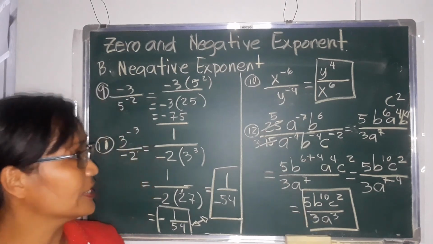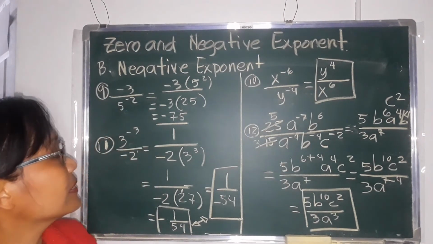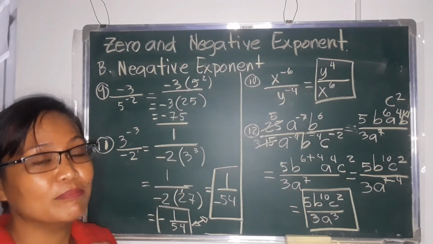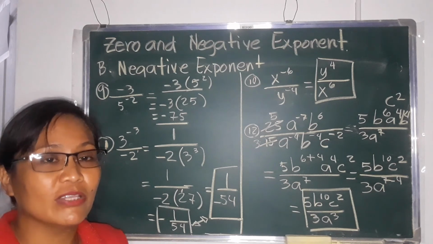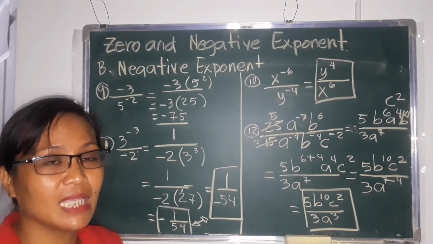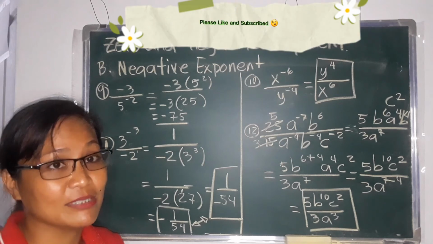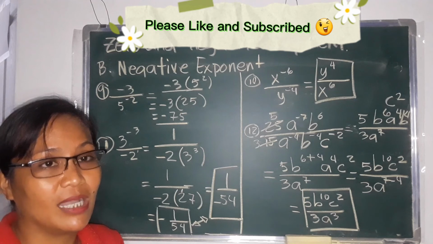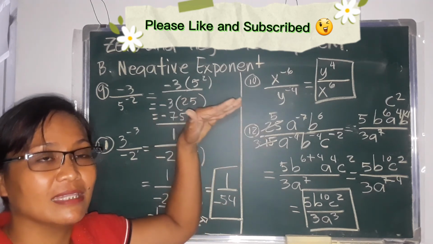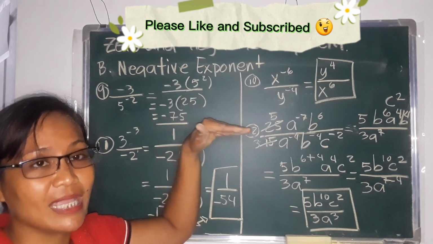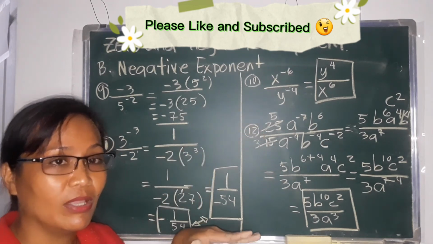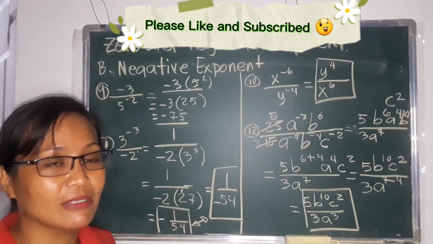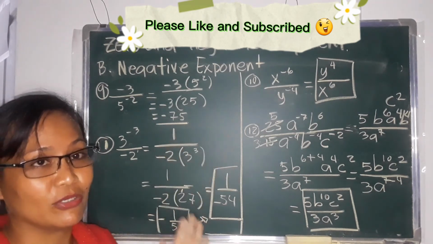Okay, so that's all for today. This is how we do the negative exponent. We just need to get the reciprocal or move those variables with negative exponent or numbers with negative exponent. So get the reciprocal means if the negative exponent is on the numerator, then move it to the denominator. Or if the negative exponent is on the denominator, then move it to the numerator.